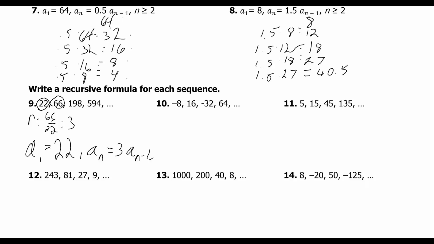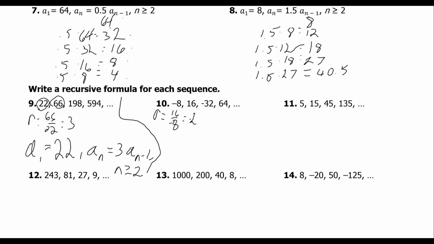Alright, don't forget your commas. And also never forget that n has to be greater than or equal to 2. Alright, now we're going to do the exact same thing for number 10. Okay, we're going to calculate our r. That's going to be 16 over negative 8. It's going to be negative 2.